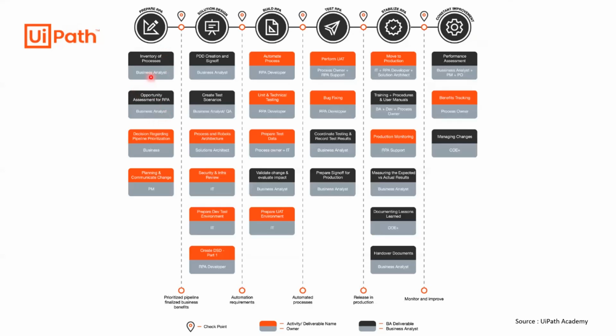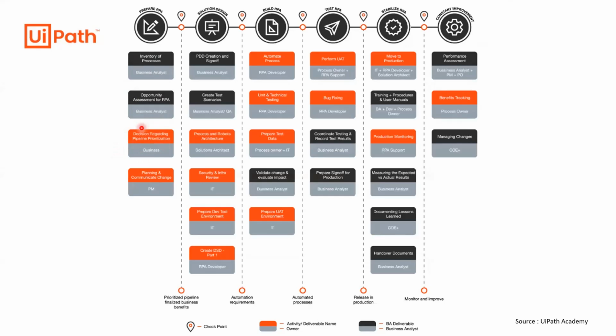So if you're looking at this one, the gray ones are the guys who are actually responsible for doing this stuff, right? Inventory of the process, which means who is going to get all the processes, that guy is called the business analyst. So the business analyst is going to go and get me the inventory of the processes. He is going to tell that, okay, these are all the processes which we can automate.